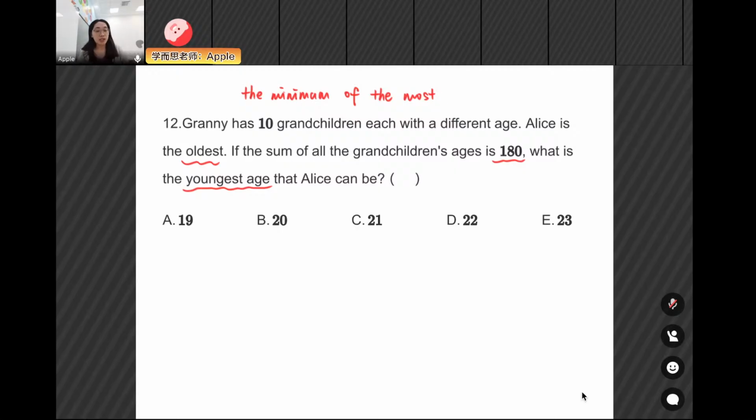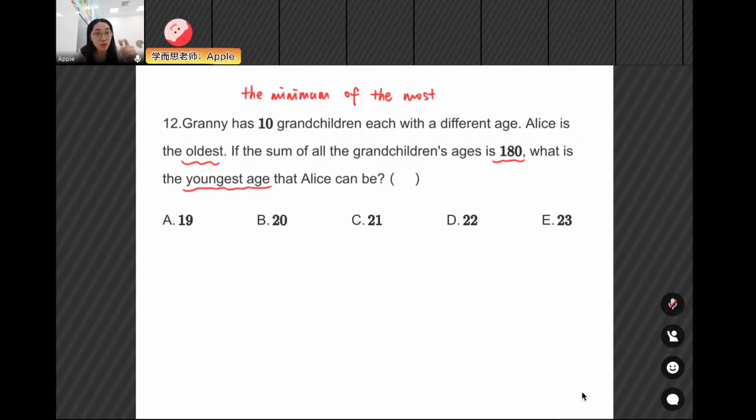So here, everyone, you see that of course the sum is 180, then Alice could be very, very old, right? And then also could be a bit older. So what is the youngest one? That is, you try to make sure that the age difference between these grandchildren is as small as possible. So what should we do?